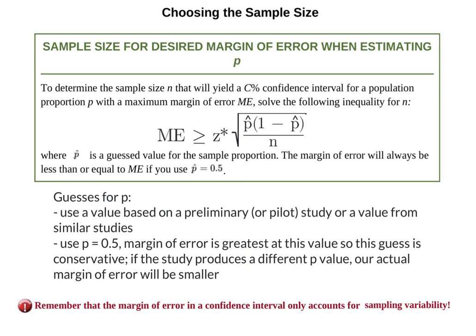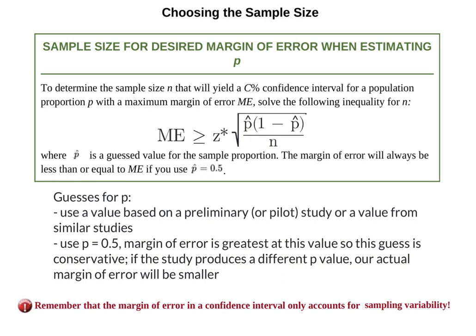So you would solve the following inequality for n, or your sample size. Your margin of error is going to be greater than or equal to that critical value, that z star, times the standard deviation of your sampling population. Here p hat is a guessed value for your sample proportion, and the margin of error will always be less than or equal to ME if you use p hat equal to 0.5.